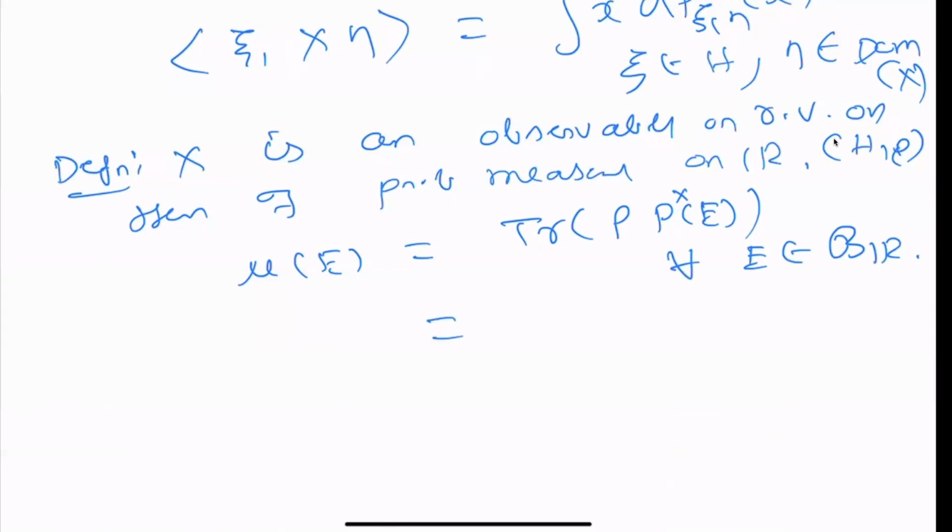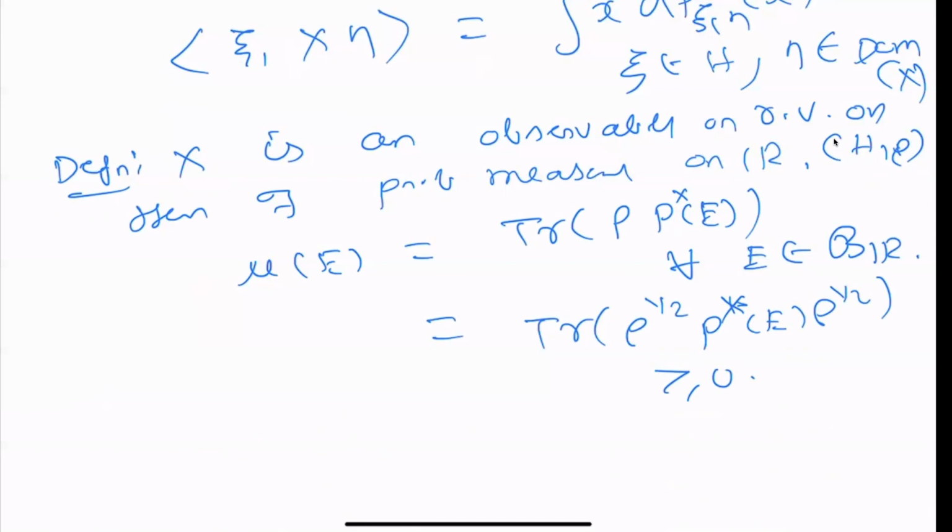This is positive because this is equal to the trace of rho to the power half, P of E, then rho to the power half. You can write it like this, so this is a positive number. And if P of the whole set is 1, you can verify that this is a probability distribution. We went through this in the last course. So this is how you get a probability distribution, given a state and given a random variable, through the spectral theorem.